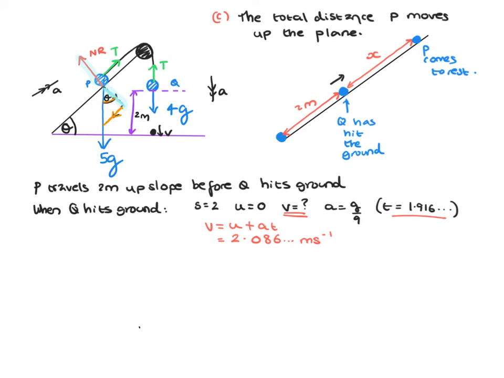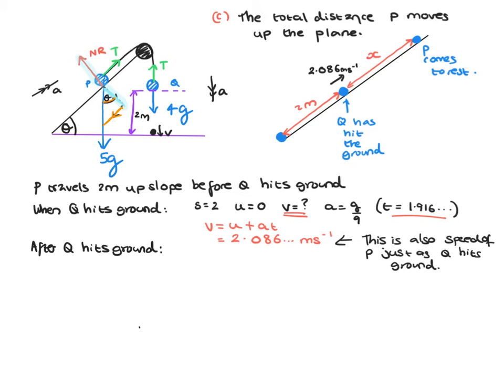They'll have the same velocity. So P will be travelling with a speed of 2.086 meters per second at the moment when Q hits the ground. So let's now analyse the motion of P once Q has hit the ground.